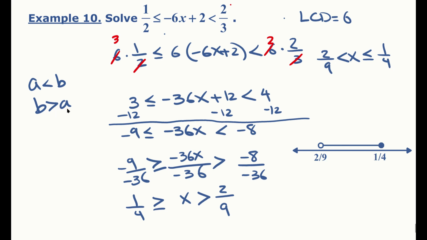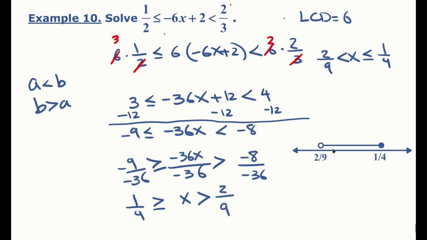If you want to read the same expression, or inequality, I should say, from right to left, you would say b is greater than a. Remember, the larger number is where the opening of the inequality symbol is toward. All right, so open circle at 2/9, we want a closed circle at 1/4, and of course everything in between, right?